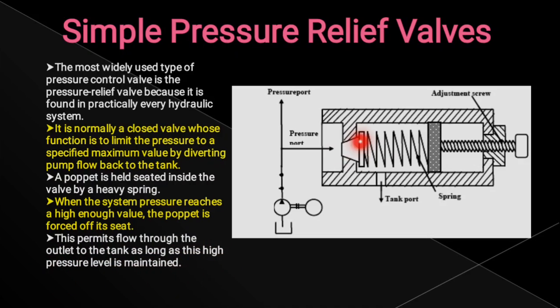It stays open while the pressure is higher. If the pressure falls below the limit, the valve closes, and the liquid is transmitted to the pressure port. That is how the working takes place in the simple pressure relief valve.